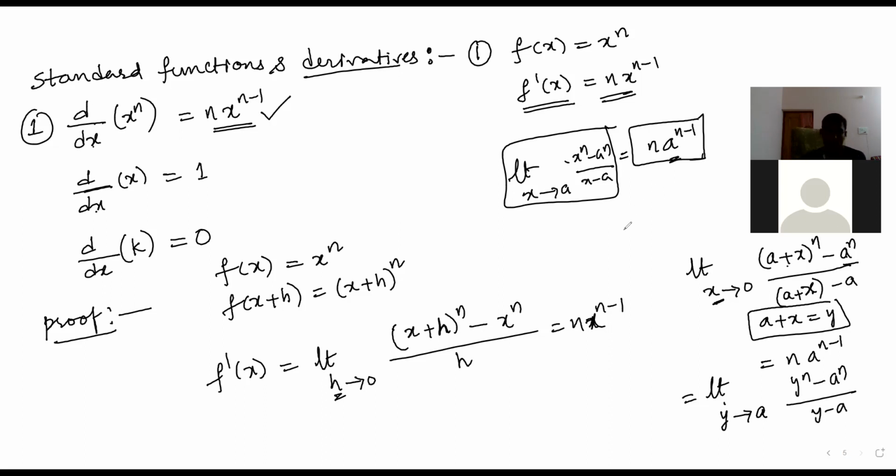The first formula. If you remember where it is coming from, then you can understand n into x to the power of n minus 1. So the proof is also very easy there.